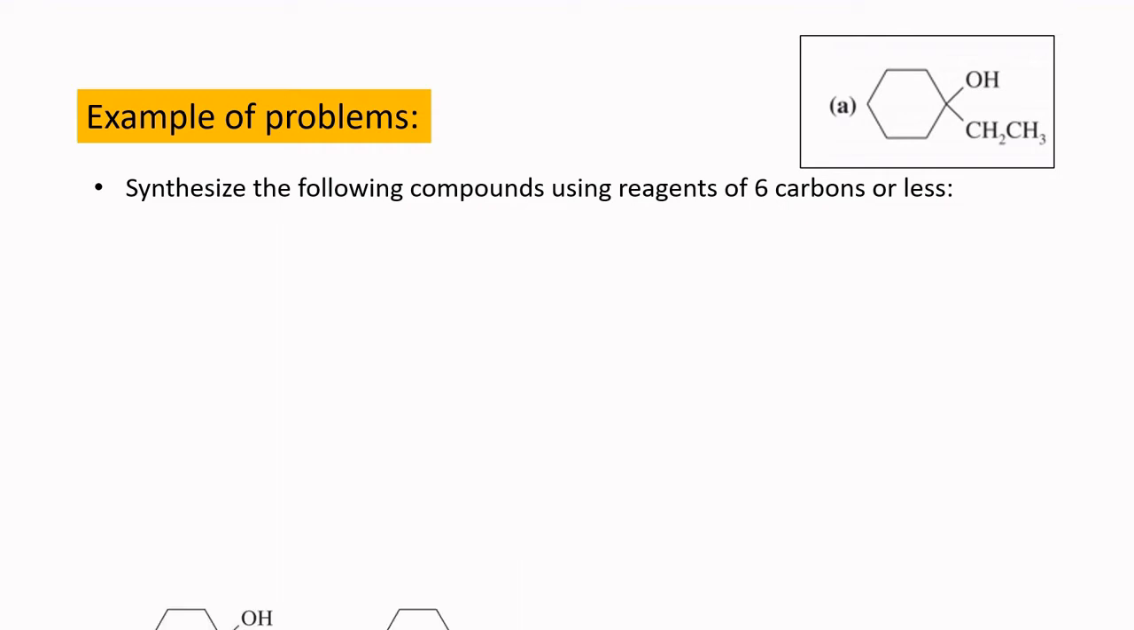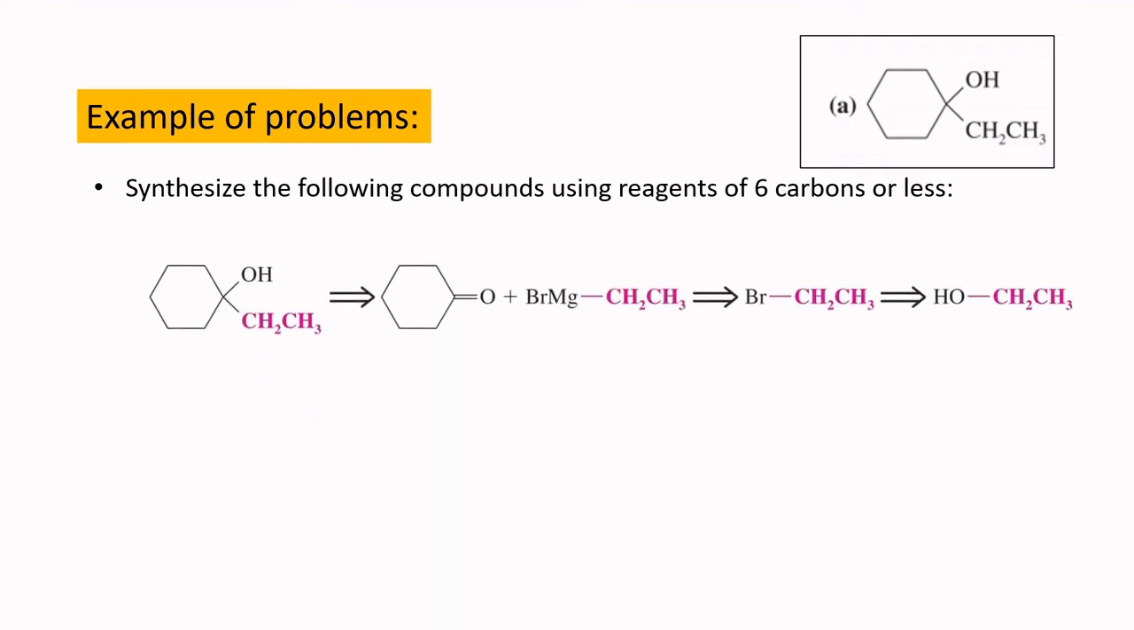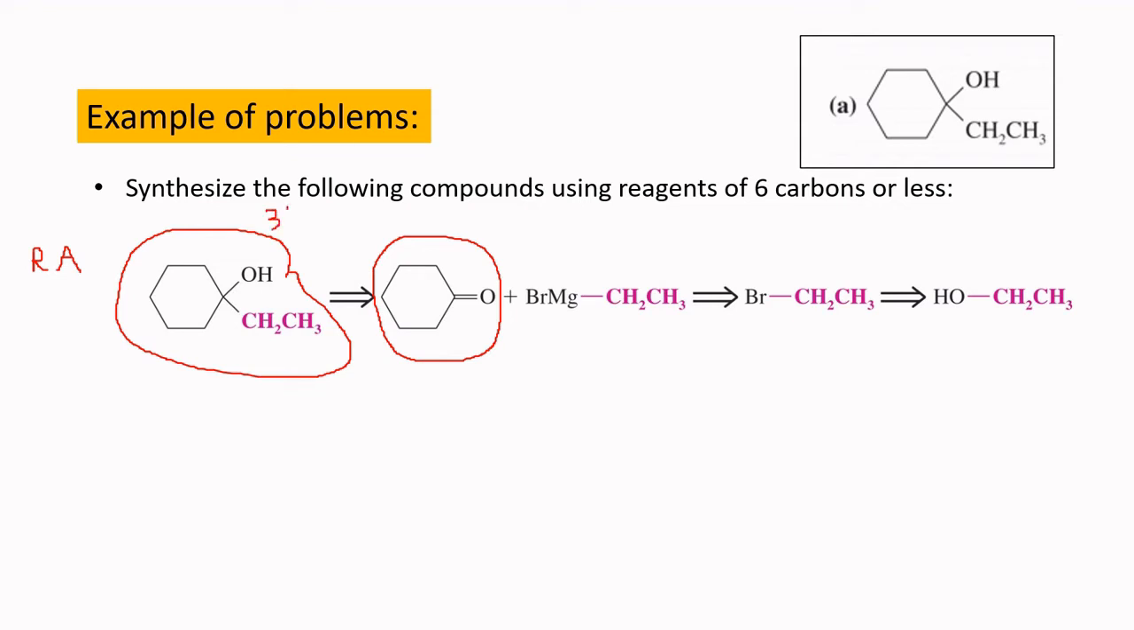Okay, what we can do is, first we do retrosynthetic analysis. This is what we call retrosynthetic analysis, meaning we go backward. Okay, now we have this alcohol. We can produce this alcohol from this ketone. As you know, this is a tertiary alcohol. You always know that a tertiary alcohol can be formed from a ketone.